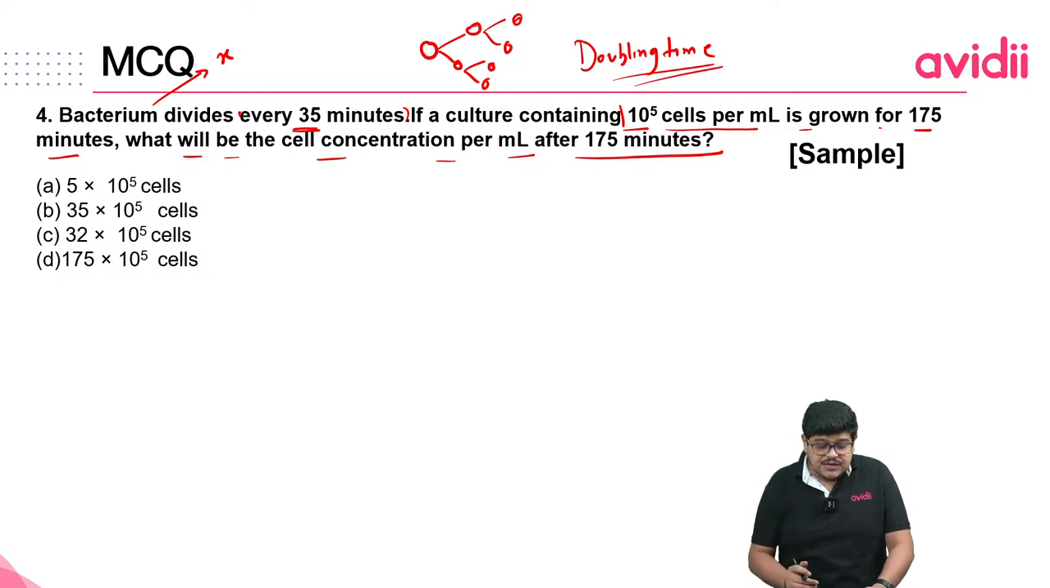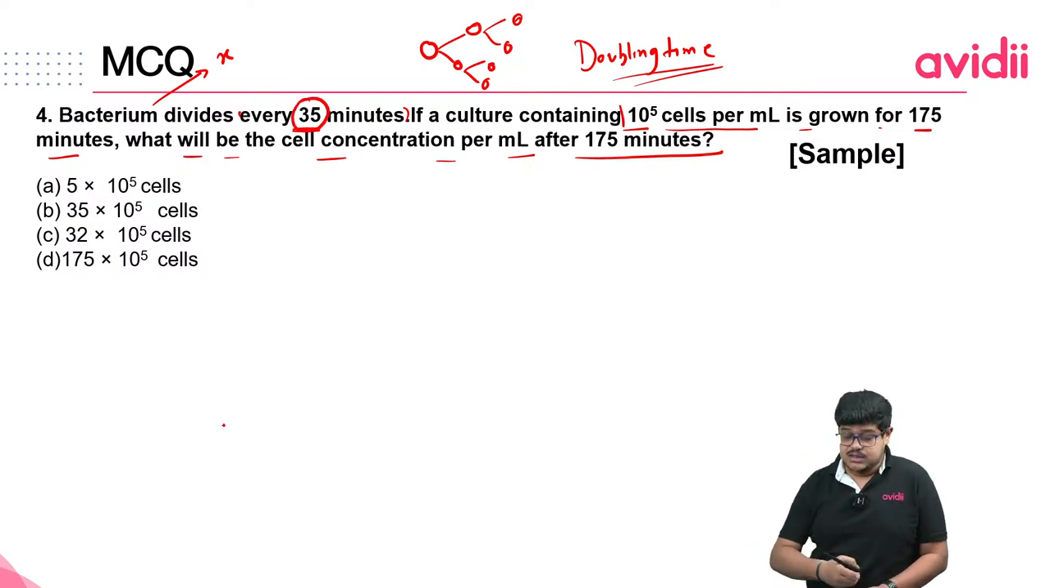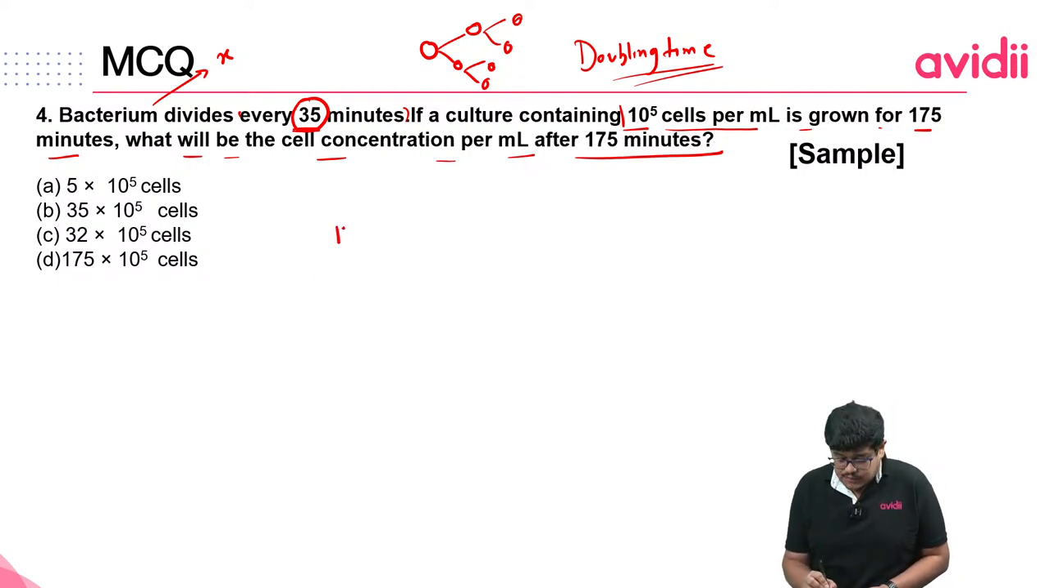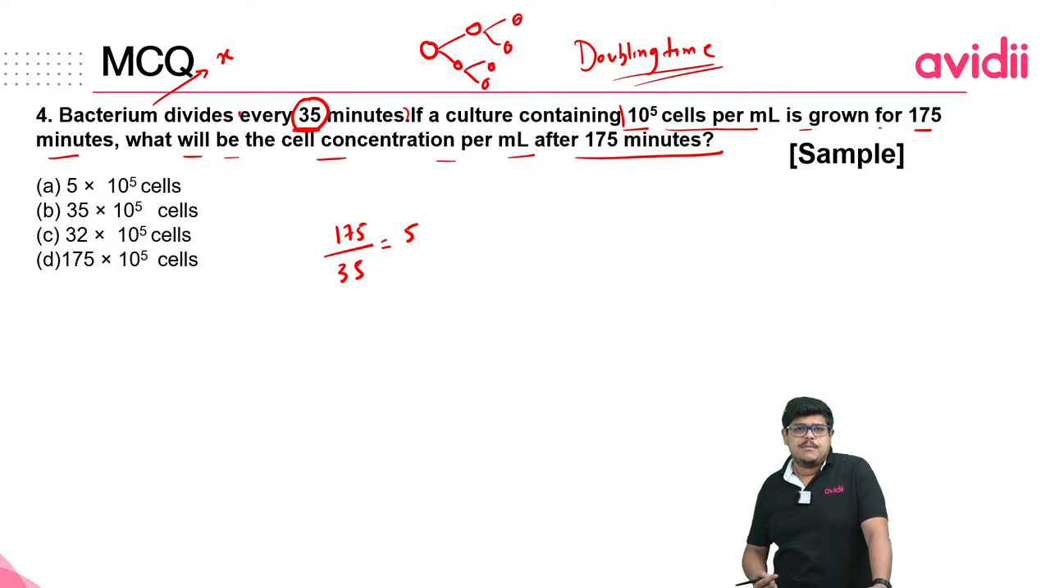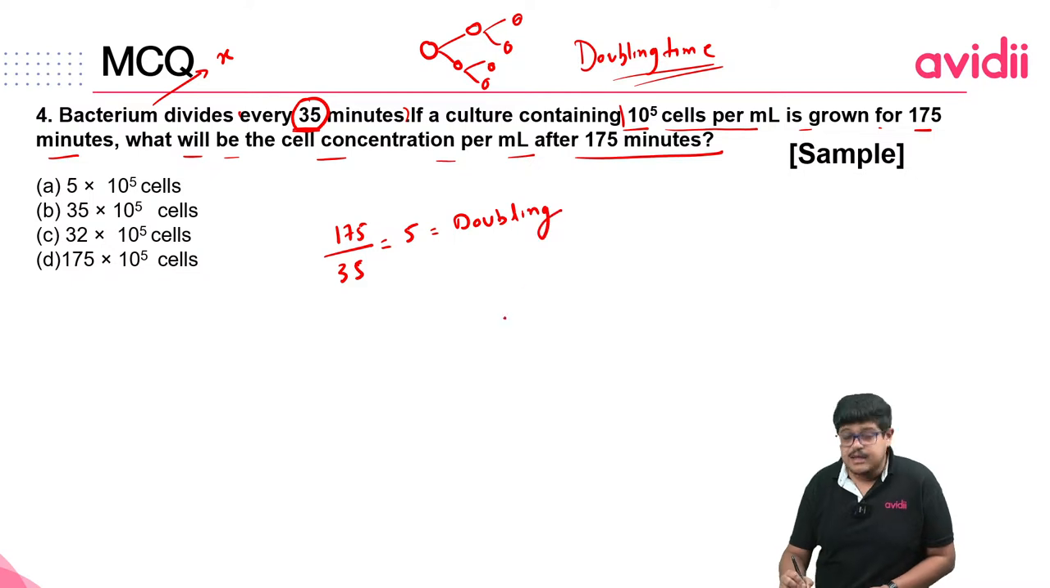So what are our given things? They have given us that it divides every 35 minutes. Until how many times has it divided? Till 175 minutes has passed. So obviously we can do 175 by 35. How much are we getting? We are getting 5. So 5 comes as our doubling; 5 times doubling has happened.